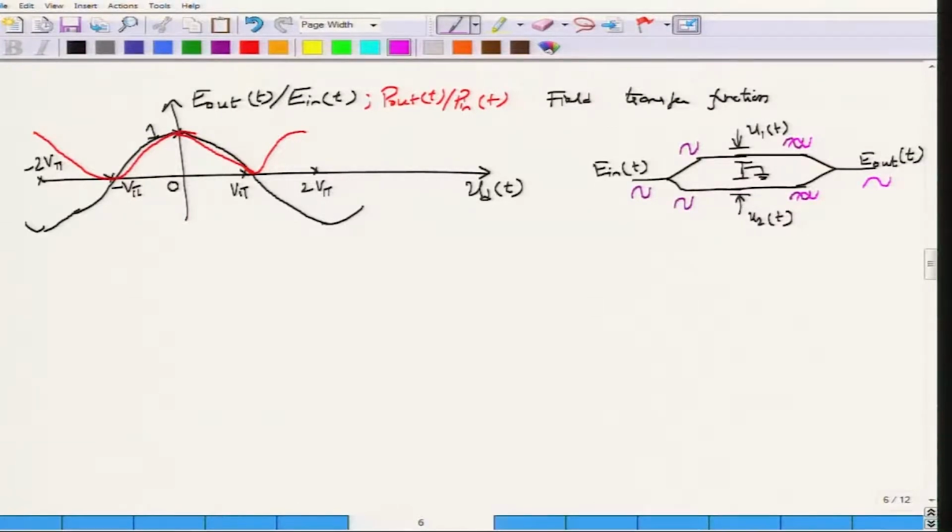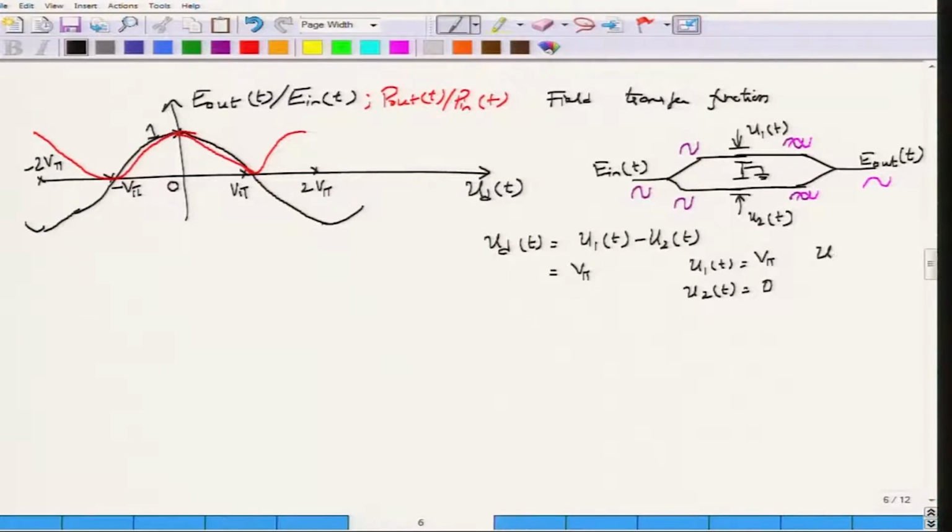Now, in the same way, can we understand why the modulator transfer characteristic must go to 0 when the difference voltage becomes equal to V pi? One way to understand this is to recall what ud of t was. Ud of t is u1 of t minus u2 of t. Now, if this has to be equal to V pi, we can have it in many ways, because all we are asking is that the difference between the two signals must sum up to a constant. I can have this in one case by having u1 of t equal to V pi and u2 of t equal to 0.